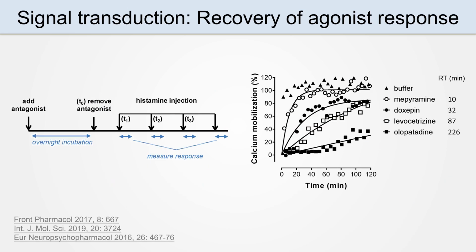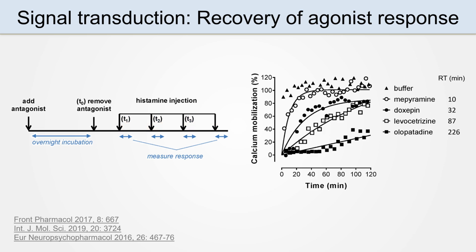Here's an example for a cell signaling assay. Here the H1 histamine receptor is incubated overnight with antagonist. The antagonist is then washed away. The cells are then incubated for various times before the addition of histamine. The response is measured a short time after histamine is added. In this case, we're measuring calcium signaling.